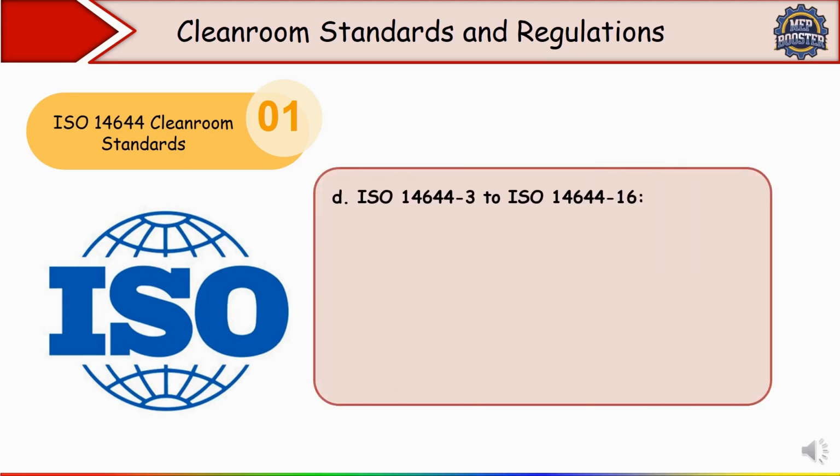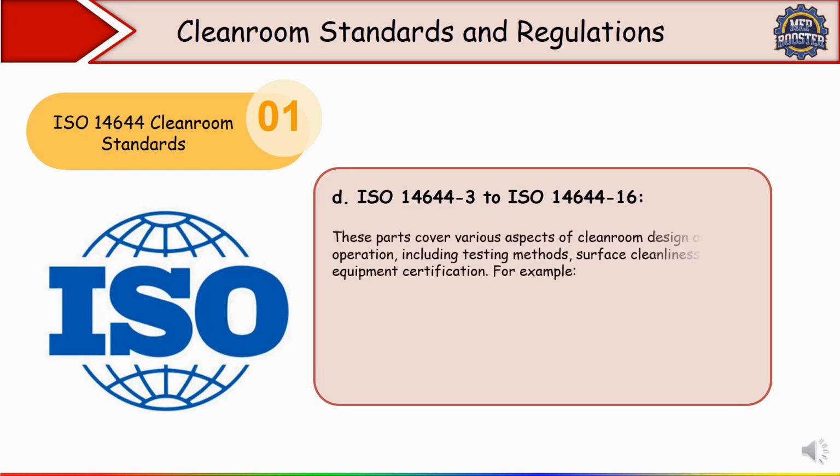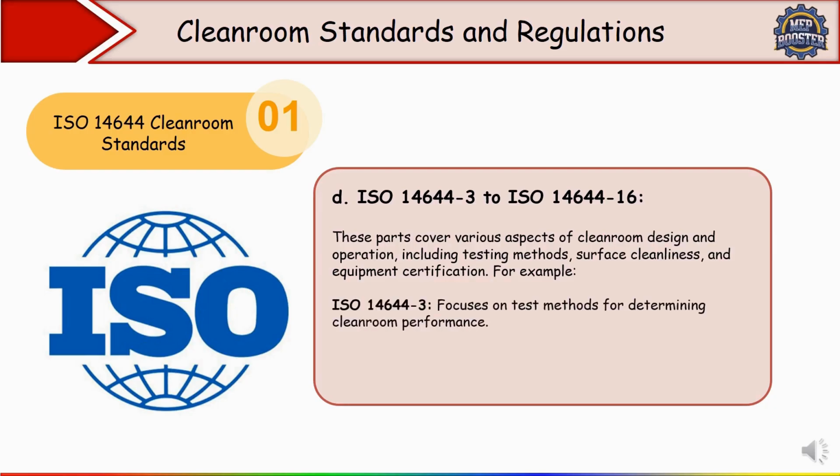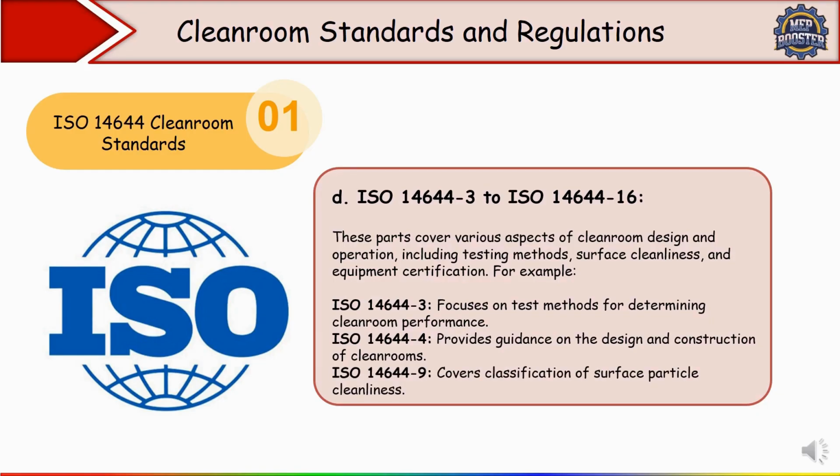Then next we have ISO 14644-3 to ISO 14644-10. These parts cover various aspects of clean room design and operation, including test methods, surface cleanliness and equipment certification. For example, ISO 14644-3 focuses on test methods for determining clean room performance. ISO 14644-4 provides guidance on the design and construction of clean rooms. And ISO 14644-9 covers classification of surface particle cleanliness. So here a few examples are given.